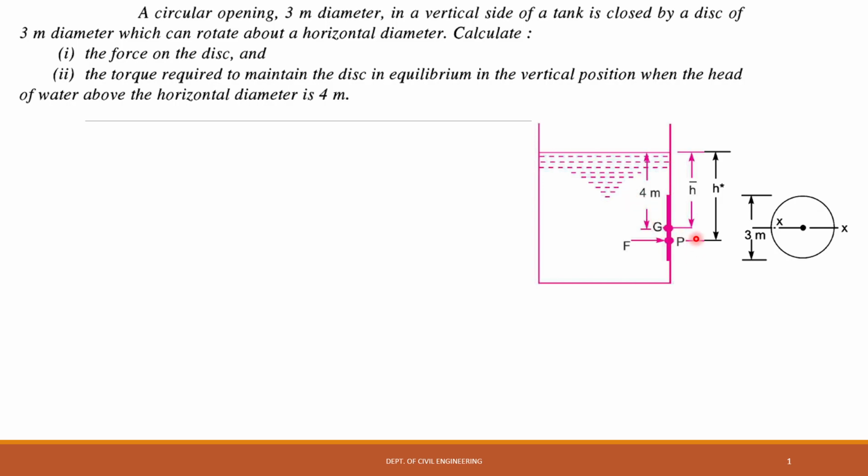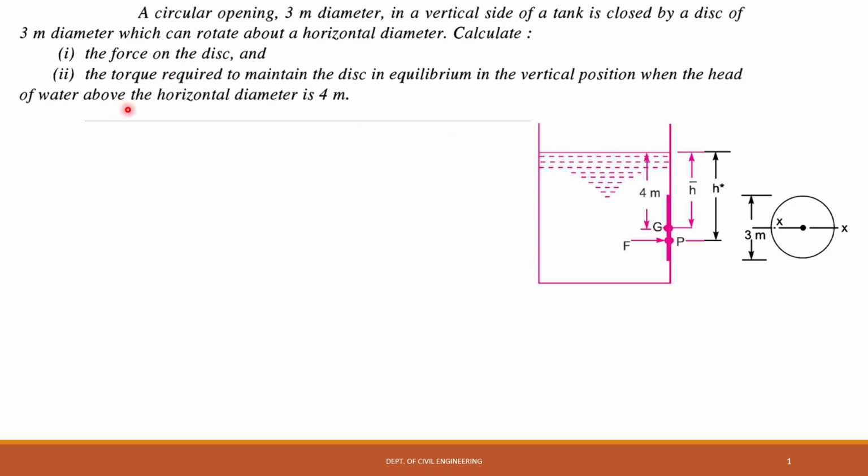Hope you understood the motion, how it is moving, how it is free to move. It is free to move about this axis. Hope you can see the pointer. So the disc is free to move about an axis which is perpendicular to the screen. Now we need to find out the force on the disc. What is the force on the disc? It is nothing but the total pressure. On this side you have water, and due to this water, what is the total pressure on this disc? We have the formula. You can just apply the formula to get the value of total pressure.